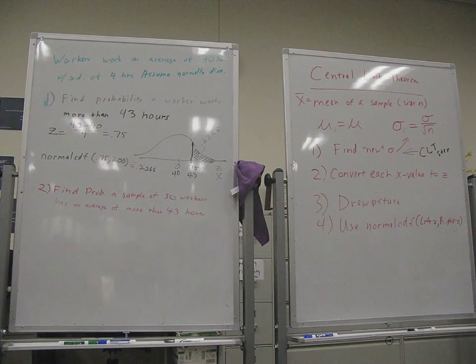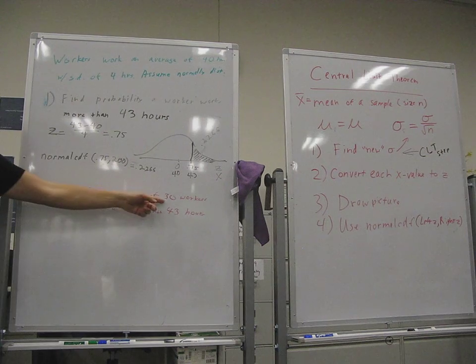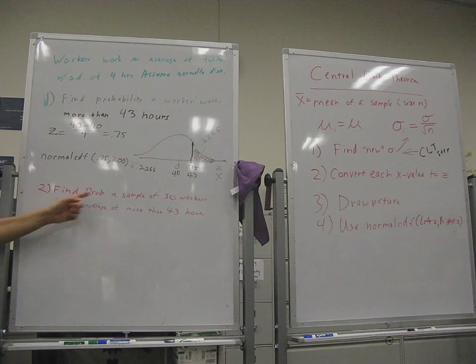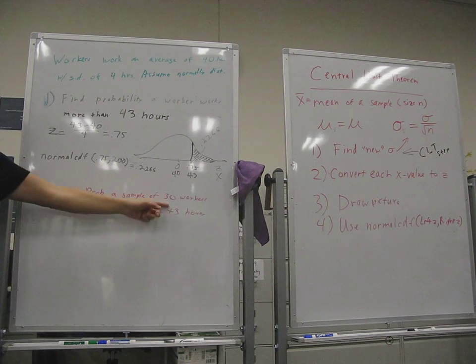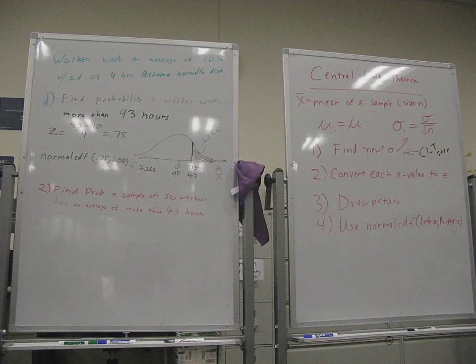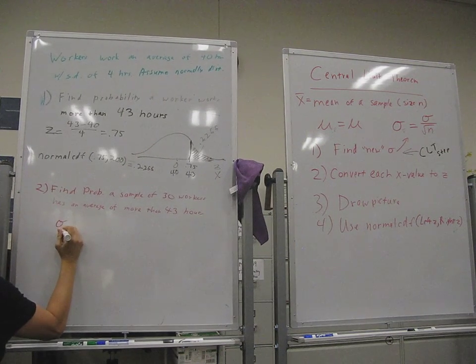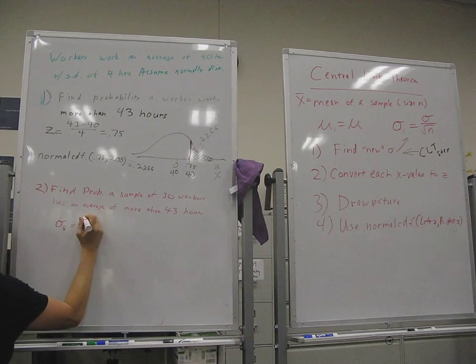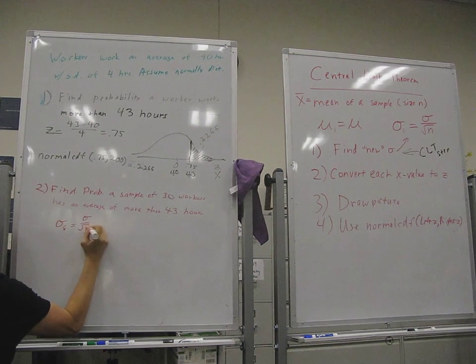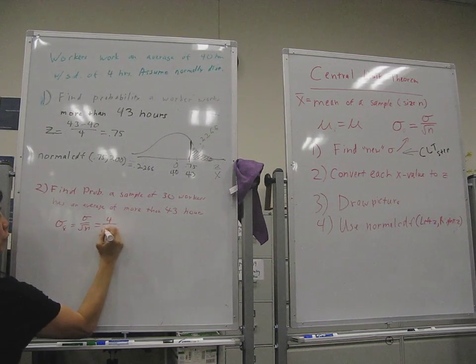When you have an n, that means it's probably central limit theorem, right? Because all of a sudden I have a sample, the probability that sample has an average of more than 43. So now I'm not going to use 4 for my standard deviation. Instead, my standard deviation is going to be sigma x bar, which is the old sigma over the square root of n. So 4 over square root of 30.